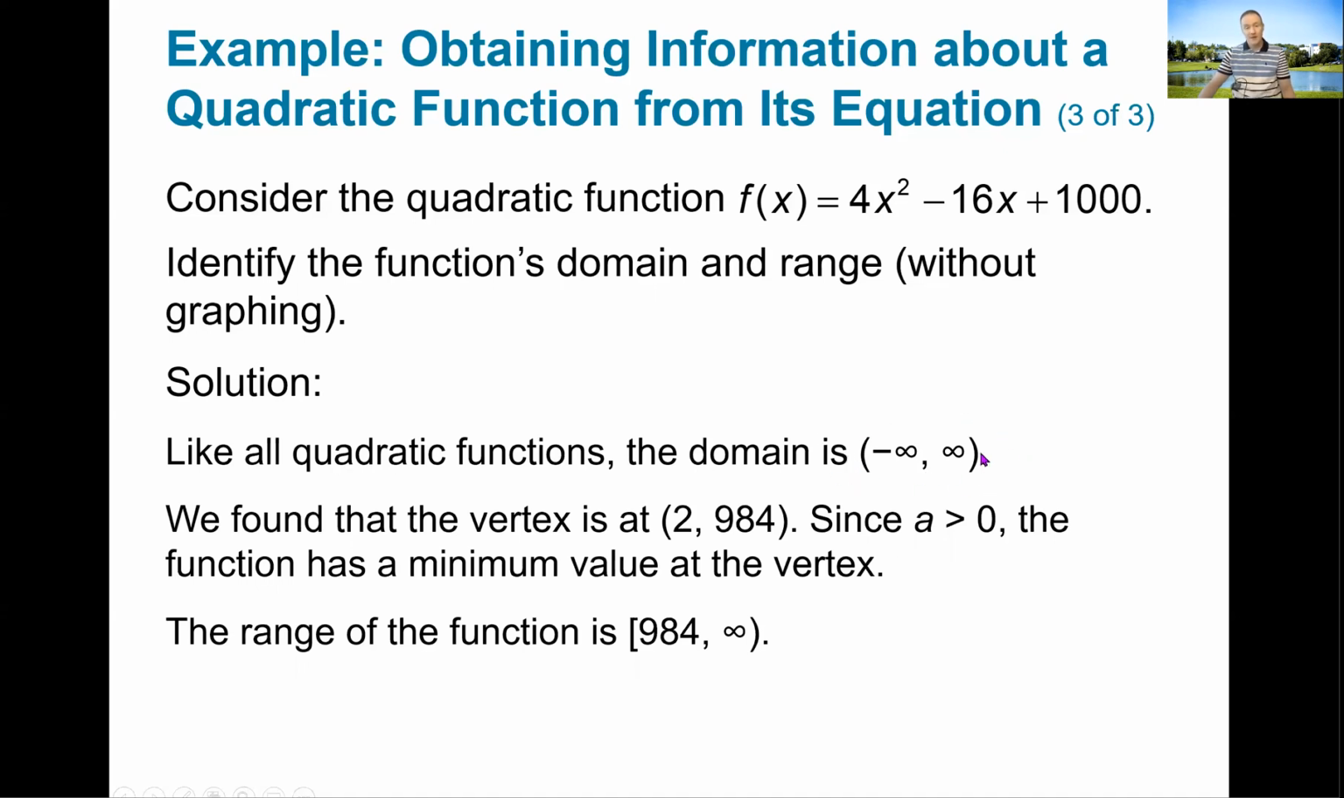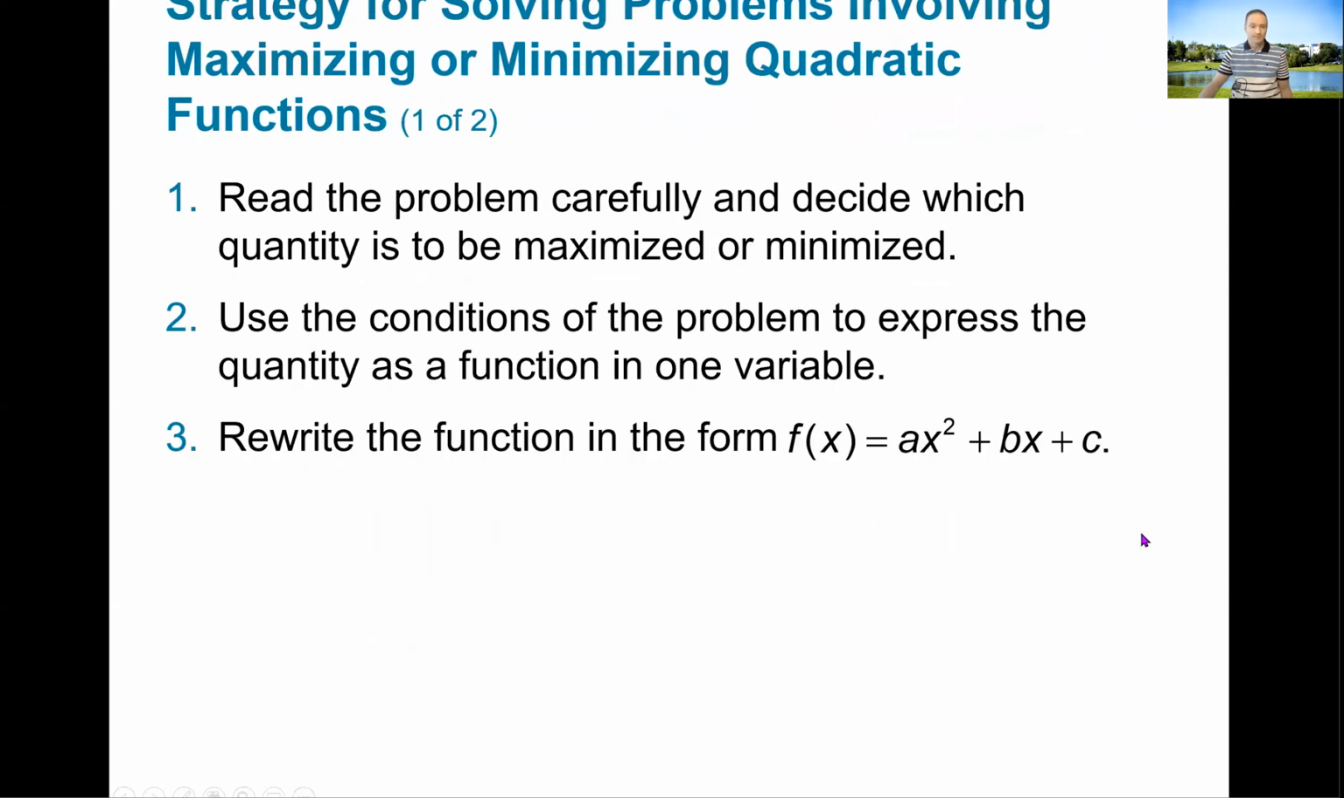But now, the fact that we found that that vertex was at 2 and 984 shows us that the lowest the y component could ever get is 984. And then it's only going to go up. So we know the range, the y values, it's going to start at 984, and it will include that point because that point is the vertex, but then it's only going to go up from there, so the range is from 984 to infinity.